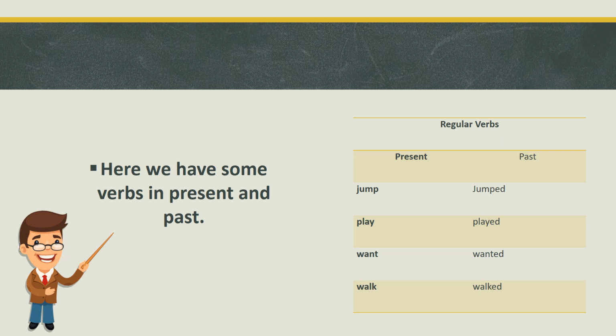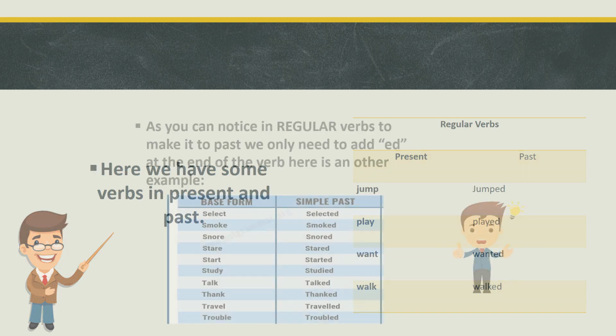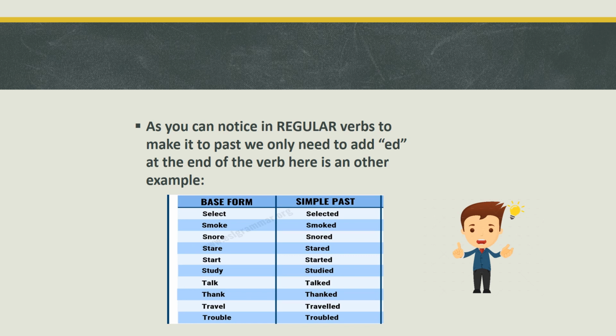Here, we have some verbs in present and past. For example, jump, play, want, walk. In past, jumped, played, wanted, and walked. As you can notice, in regular verbs, to make it past, we only need to add ed at the end of the verb. Here is another example.